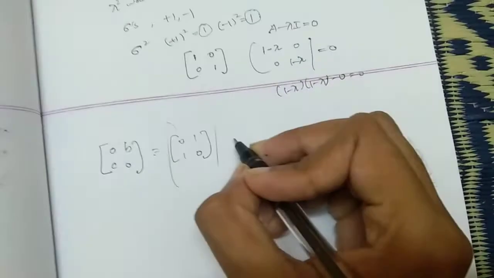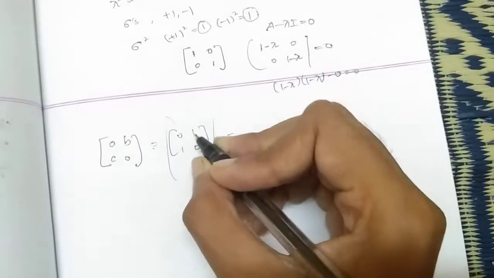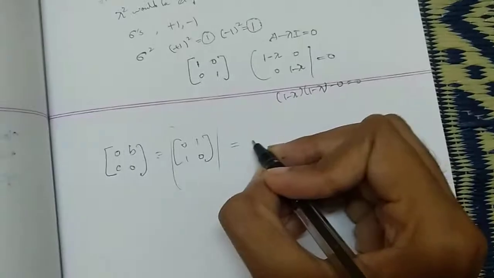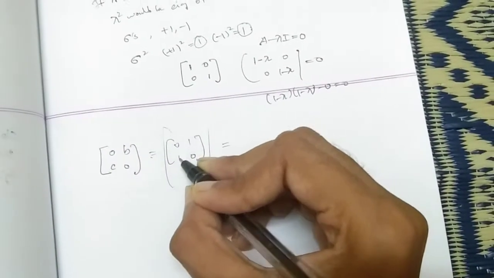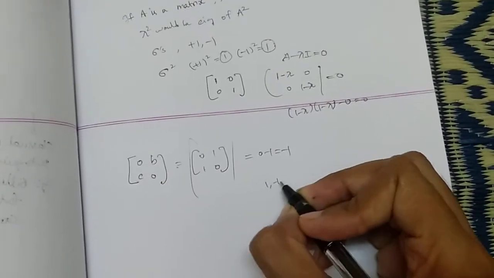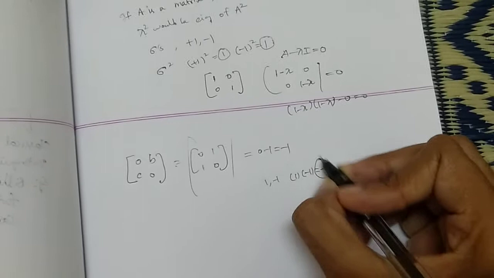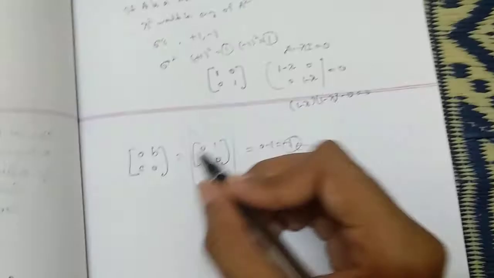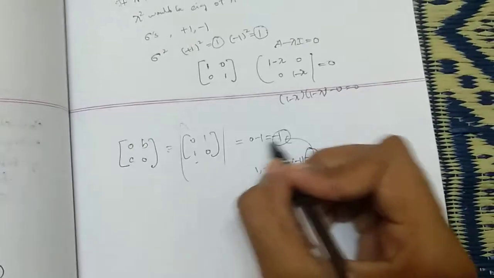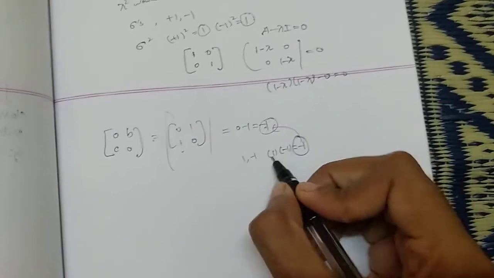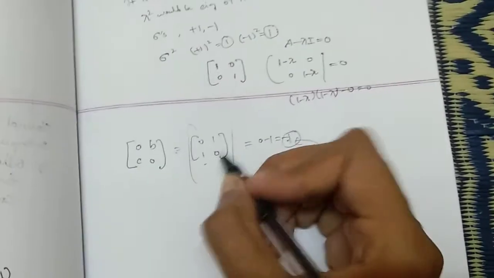If you find the determinant of this matrix, it would be AD minus BC. So 0 into 0, 0, minus 1 into 1, so the determinant is minus 1. We already know that eigenvalues of sigmas are plus 1 and minus 1, so the product of these eigenvalues, 1 into minus 1, minus 1, must equal the determinant of the matrix. In this simplest form, the determinant is minus 1 and the product of eigenvalues is also minus 1. Hence this is another simplest form.